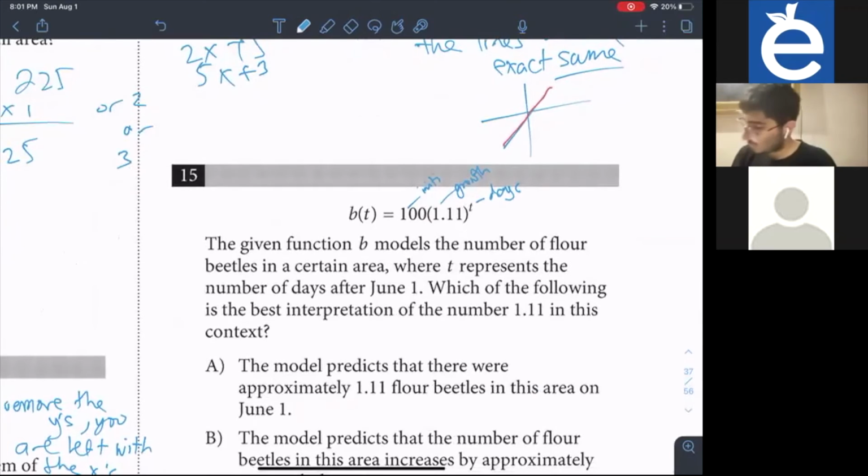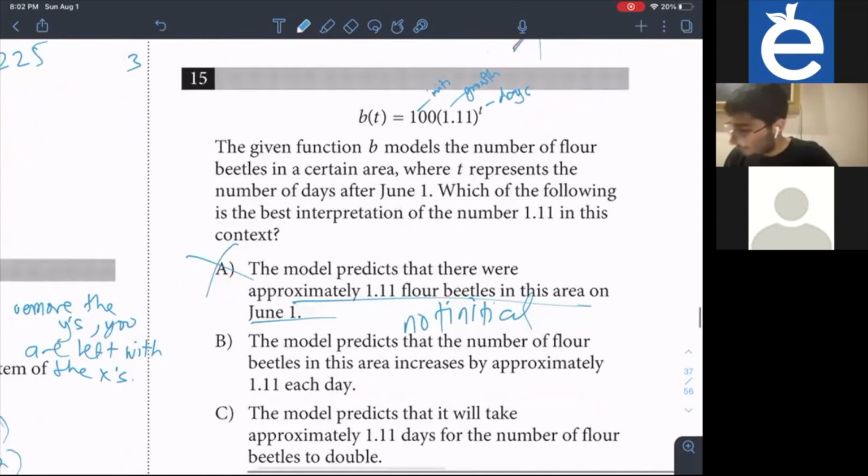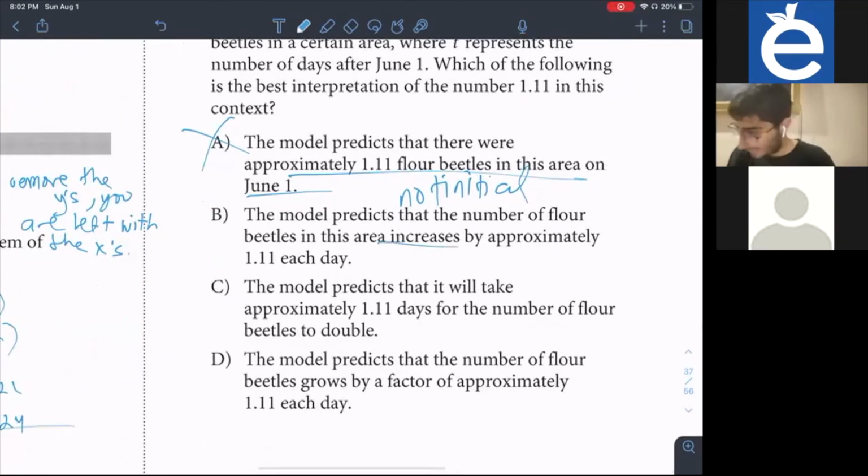The model predicts that there were approximately 1.1 flower beetles in the area on June 1st. This is basically telling the initial. The initial is 100, so A can't be our answer. Okay, the model predicts that the number of flower beetles increases by approximately 1.11 each day. This sounds right, but I'll tell you why it's not right. Increases. Okay, the model predicts that it will take approximately 1.11 days for the number of flower beetles to double.